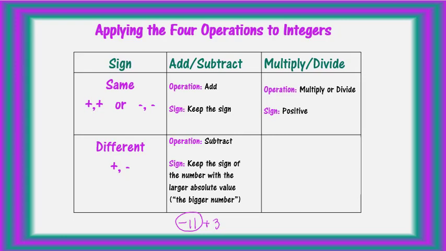If we are multiplying or dividing integers that have the same sign, the operation, of course, multiply or divide. Here, if you're multiplying or dividing 2 positives, you're going to get positive. If you're multiplying or dividing 2 negatives, you're also going to get positive. The last case that we're going to look at is multiplying or dividing integers that are different. Different meaning 1 positive, 1 negative. The operation, of course, still is we're going to multiply or divide, but the sign of the final answer will be negative.